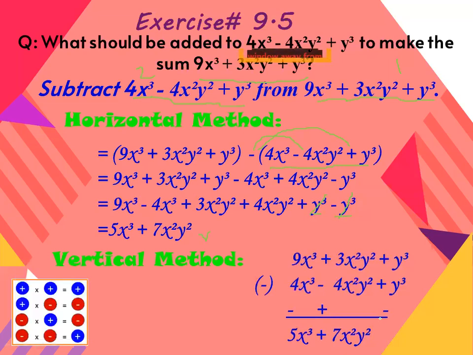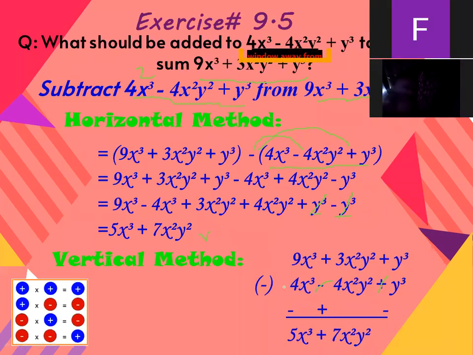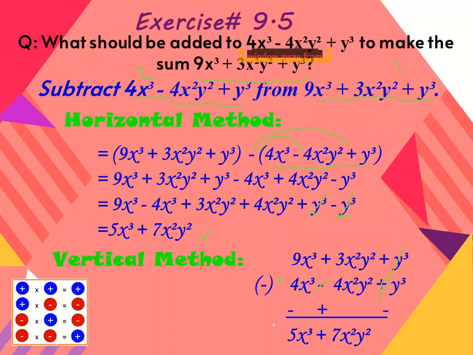Now in the next line you are going to change the sign of this one. So this plus will become minus, this minus will be plus, and then this plus will become minus. You are going to change the sign of the subtrahend only in subtraction, not in addition. Plus and minus will be minus, so they get cancelled together. Plus plus is plus, so 3 plus 4 will be 7x square y square, and minus plus minus is minus, so 9 minus 4 will be 5x cube. So this is your answer.